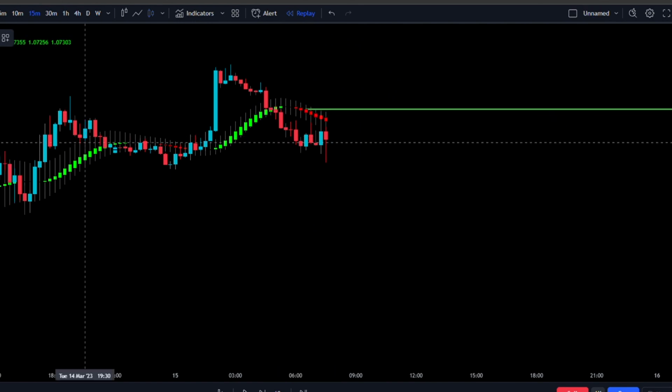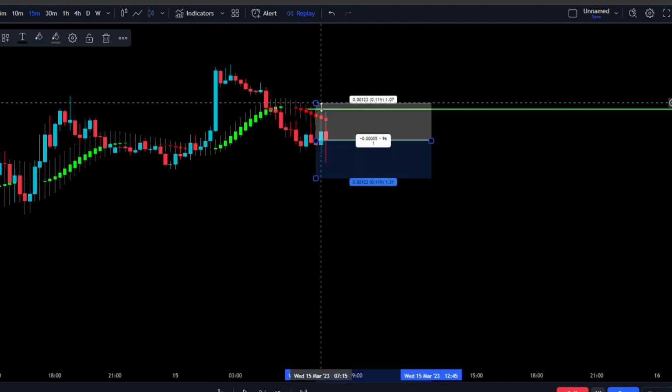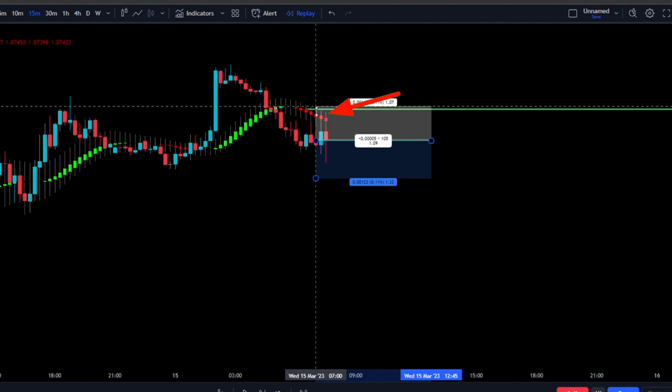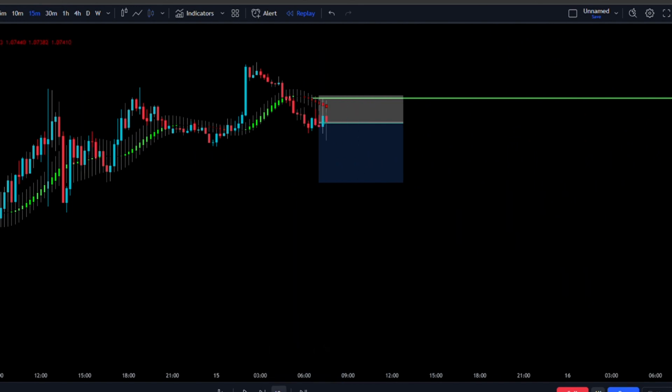So now we're going to take the instant execution on the first bearish candle after the valid pullback, with the stop loss above the most recent swing high. And for our trade management, we're going to let the trade run until we see a green Heikin-Ashi candle.